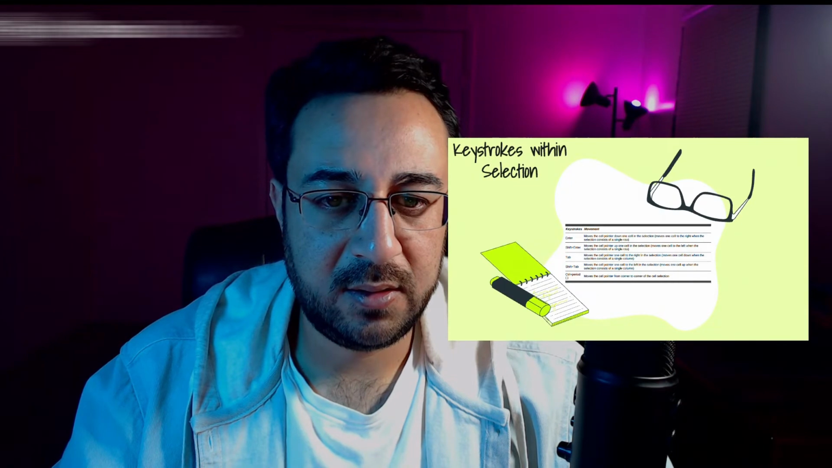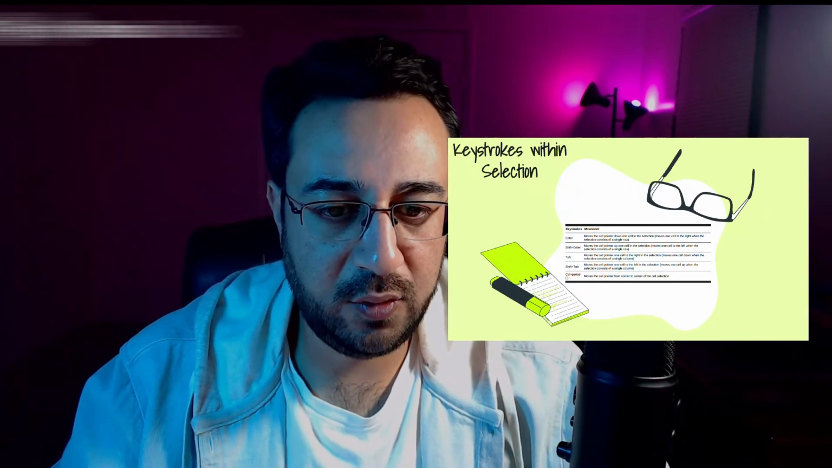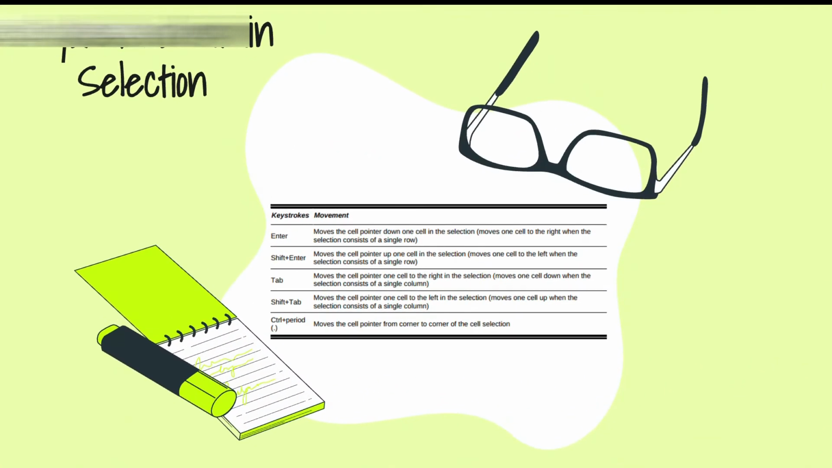More shortcuts and keystrokes that you use within your selection. Now, if you press Enter, that moves you from the cell that you're in to the next cell below in the selection. So it will go from A1 into A2. If you press Shift and Enter, this will move the cell pointer up one cell in the selection. So let's say you hold your mouse and select from A1 to C4, as we will demonstrate for you.